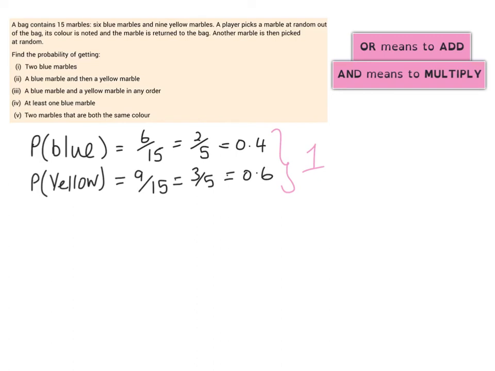For part 4, we're going to be looking at the probability that at least one blue marble, which means one or more blue marbles. Well, that means that we're looking at the probability of 2 blue marbles plus, because it's or, so it's plus the probability of maybe a blue and a yellow, because it's one or more blue marbles, or the probability of a yellow and a blue.